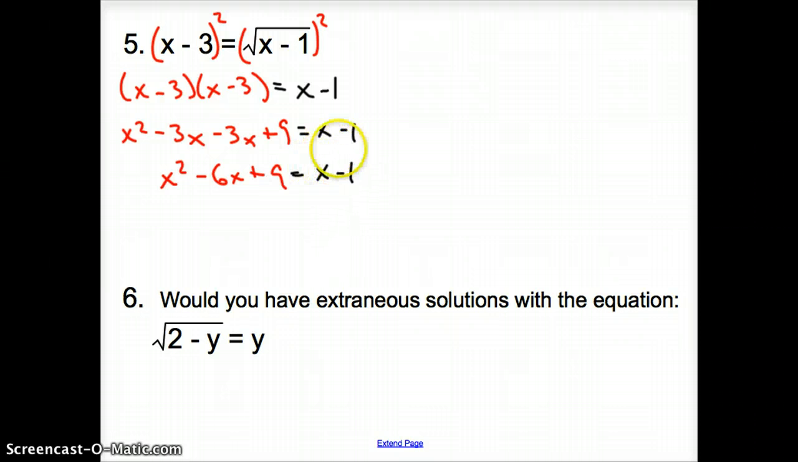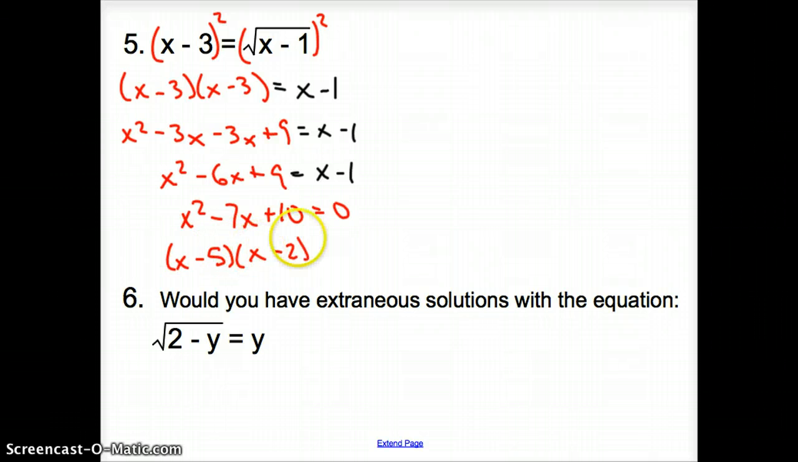What do we have to do? I'm going to move everything over here to equal 0. So it's going to be x squared. I subtracted the x to give me a negative 7x. I added the 1 to give me plus 10 equals 0. Now let's factor this and set it equal to 0. What multiplies to 10 and adds up to a negative 7? Well, that's going to be x minus 5 times x minus 2, because negative 5 plus negative 2 add up to negative 7, but multiply to positive 10, equals 0.